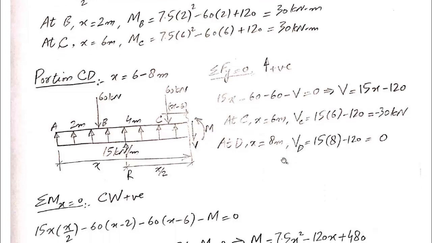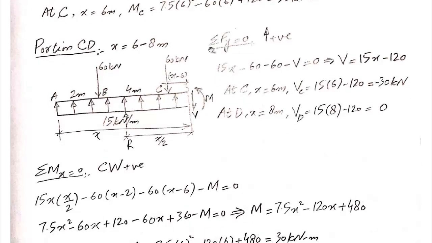Now let's write down the equations of shear and bending moment. For shear, we will apply sigma Fy equal to 0 with upward forces considered as positive. 15 into X, what is that? This is the magnitude of the resultant of this UDL as it is acting in upward direction. So this is positive, 15 into X. Then minus 60 kilonewton force acting in the downward direction and minus 60 kilonewton load acting in the downward direction further. And at the end we have this shear force V acting in the downward direction. And if we rearrange the equation, we get V is equal to 15x minus 120.